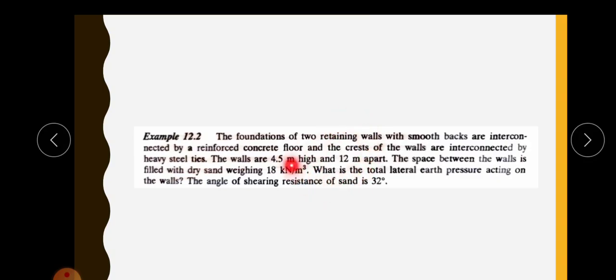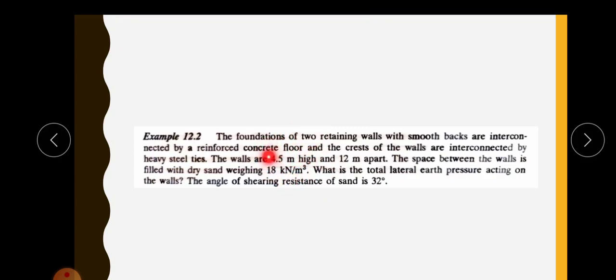Okay. So when you are asked to solve such problems on earth pressure, first we have to identify which type of condition this is, that is whether it is in active condition, passive condition, or at rest condition. So here you check which of these conditions applies.